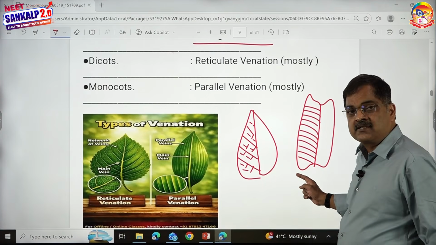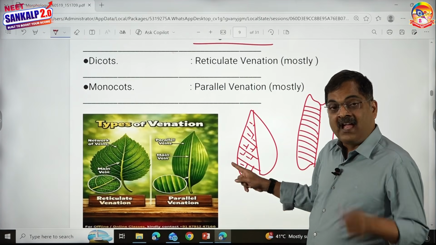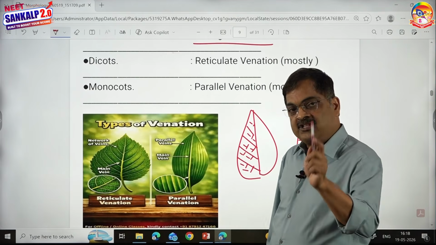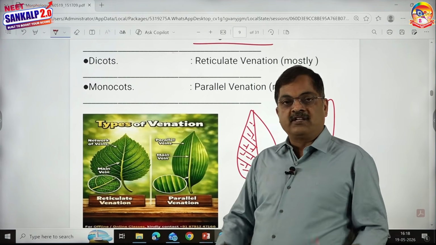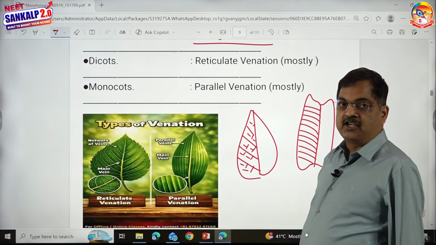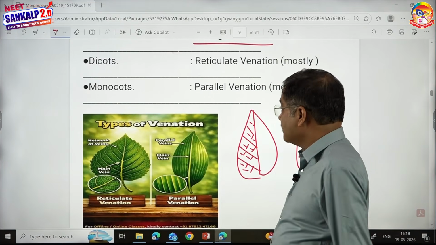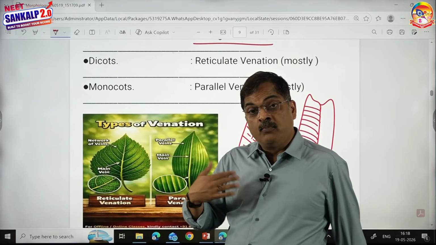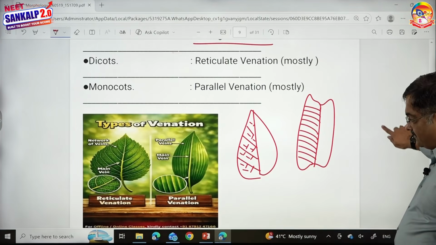Arrangement of lateral veins as seen in monocots, or arrangement of veinlets as seen in dicots is said to be venation. So veinlets form reticulum, hence reticulate venation. Lateral veins are arranged parallel to each other, hence you call it as parallel venation. Point to remember is that majority of dicots show reticulate, not all. Eryngium and Calophyllum are 2 dicots which show parallel venation. Parallel venation is generally seen in monocots, but not in all monocots. 2 monocots, Smilax and Dioscorea, are going to show reticulate venation, is a point to remember.